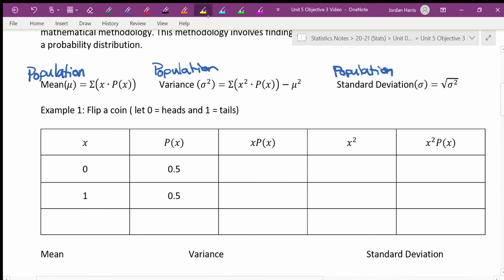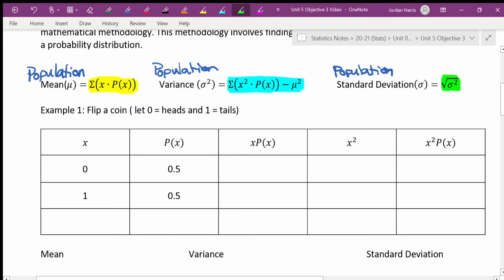So we have three equations basically. I'll highlight in three different colors. The first is we take x times p of x and add them all up, and that will give us our mean. The second has a little extra piece: you have x squared times p of x and add them all up, and then you subtract whatever you got for your mean squared. And the last one is the standard deviation, which is the exact same formula as it has always been, the square root of variance.